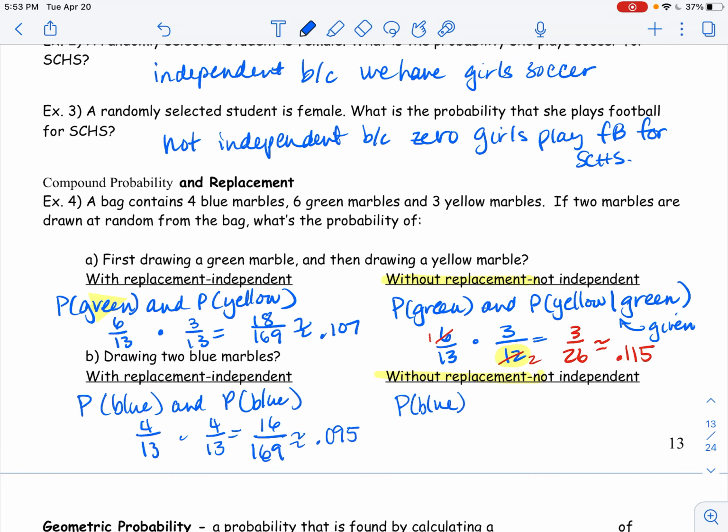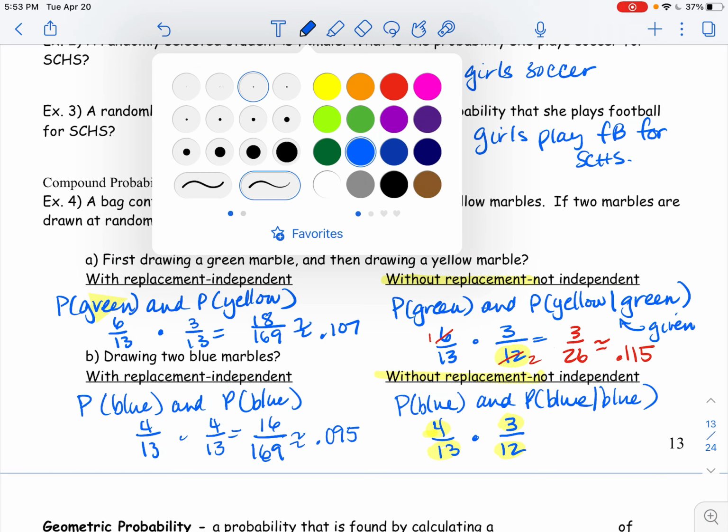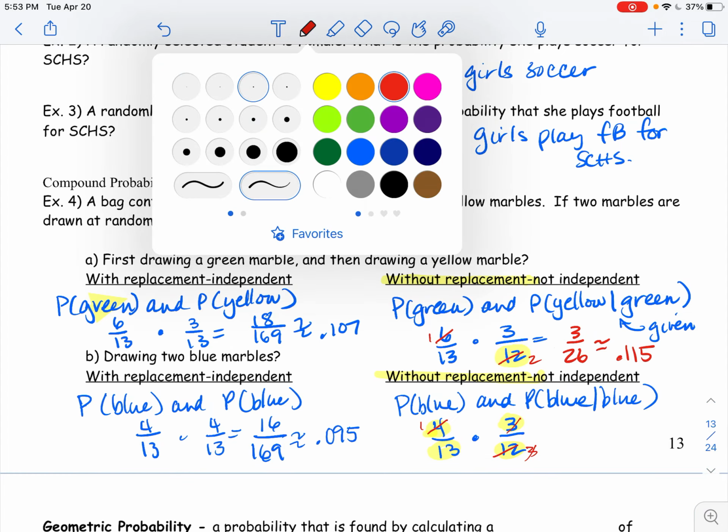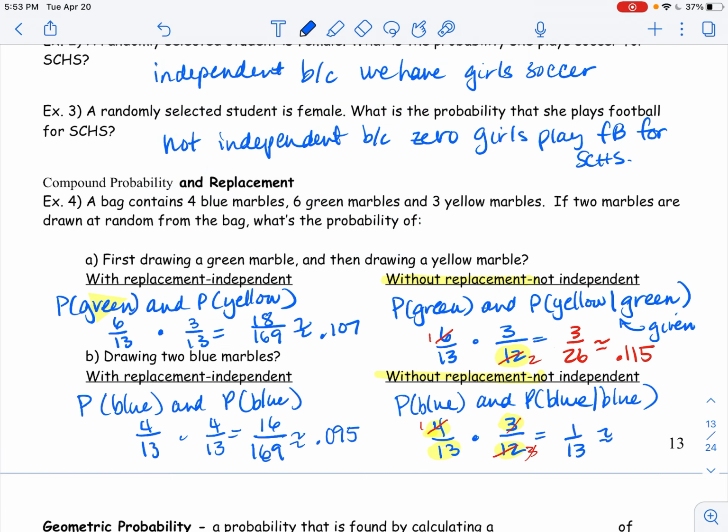So probability of a blue and probability of a blue given a blue. A blue was removed. Okay, so the first one, 4 out of 13. And if we have already taken a blue, then we have 3. Okay, so see our number has changed, and we've also reduced the amount. I'm going to go ahead and cancel. 4 goes into 12 3 times. And the 3's cancel, so that's just 1/13. And as a decimal, 0.077.